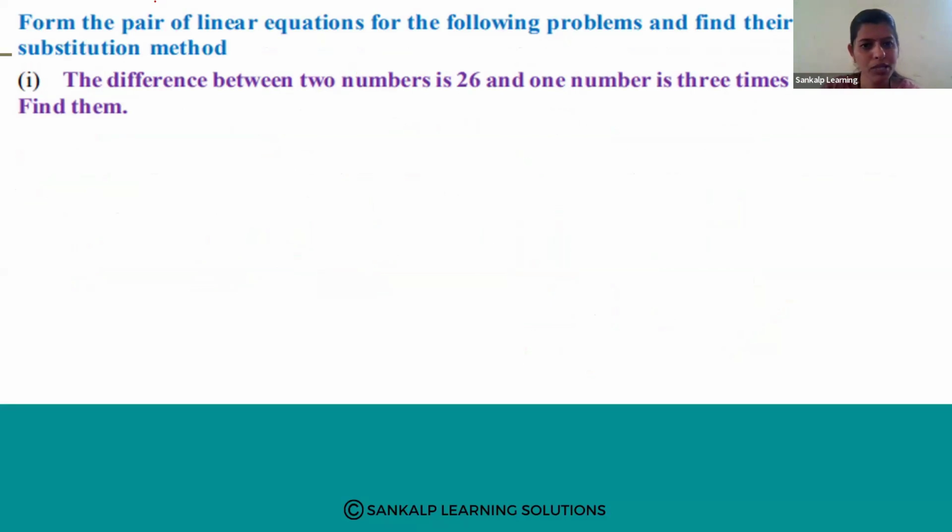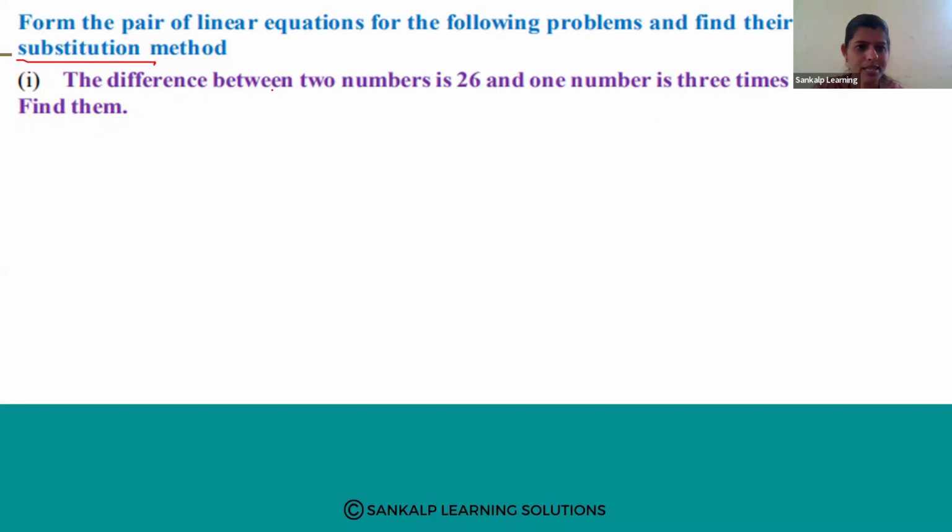The difference between two numbers, form the pair of linear equations for the following problem and find their solution by using substitution method. So here they have mentioned substitution method. Sometimes they mention elimination method, sometimes using substitution method. So when they mention it, you have to use that method only. Okay, here we are using substitution method. The difference between two numbers is 26 and one number is 3 times the other. Find them.